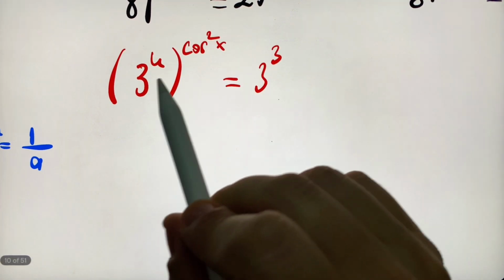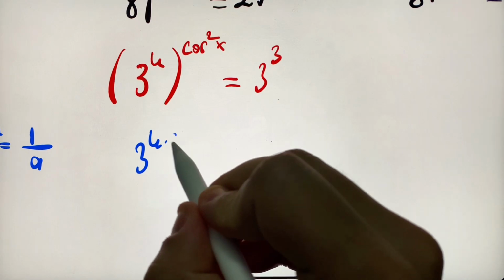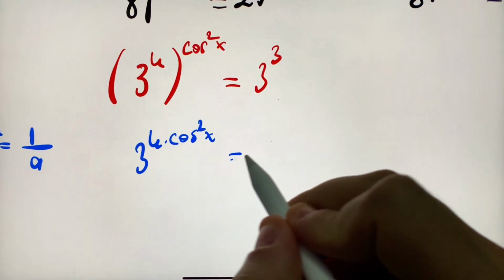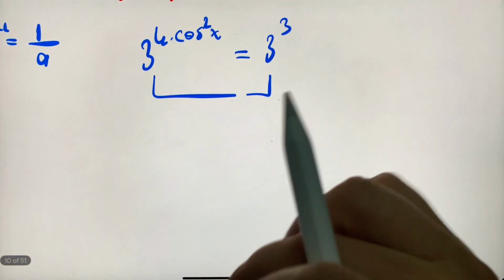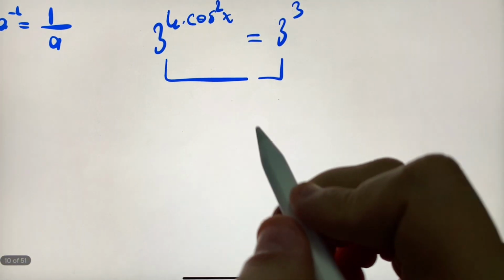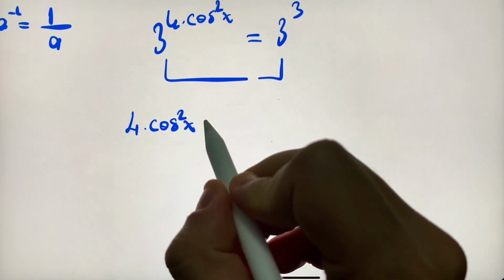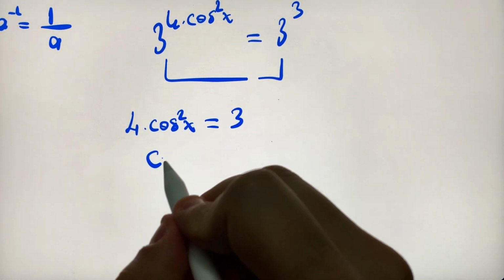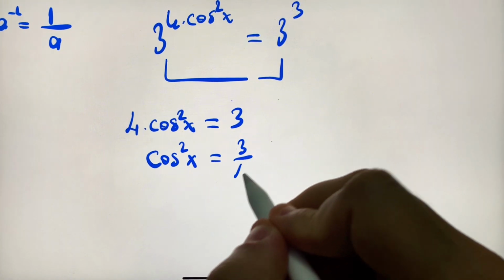What can I do here? I can write it like this: 3 to the 4th, to the power cosine squared x, is equal to 3 to the 3rd. Now the bases are the same, so the exponents will be equal to each other. 4 times cosine squared x is equal to 3. Dividing both sides by 4, cosine squared x is equal to 3 over 4.